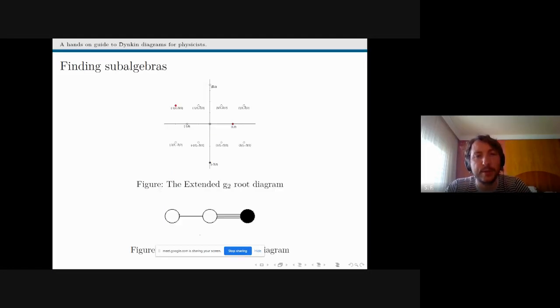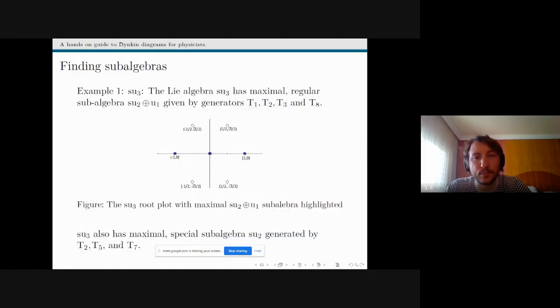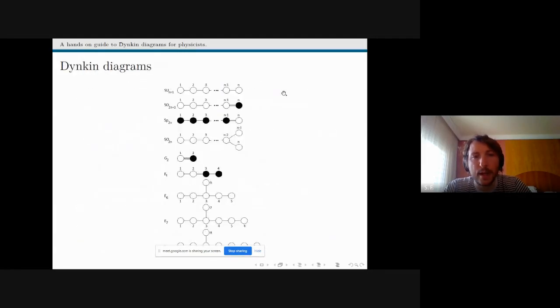That's the trick that you use for finding non-semi-simple subalgebras. So you can take any of these Dynkin diagrams here and just cross off any of the roots that you like, and that will give you a resulting non-semi-simple Lie subalgebra.